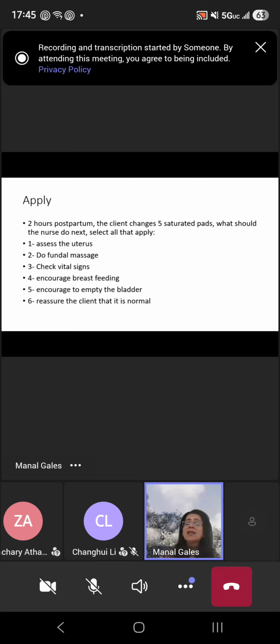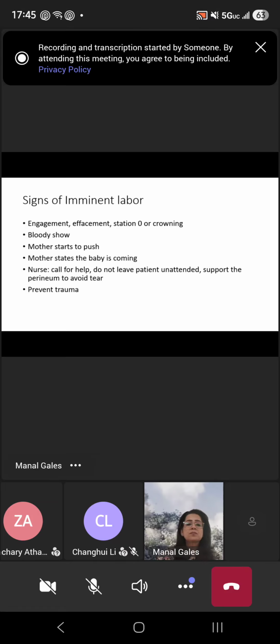What about reassuring the client that it is normal? It's not normal, because it has to be less than 1 pad per hour. So all of them are correct, except the last one. Good job.